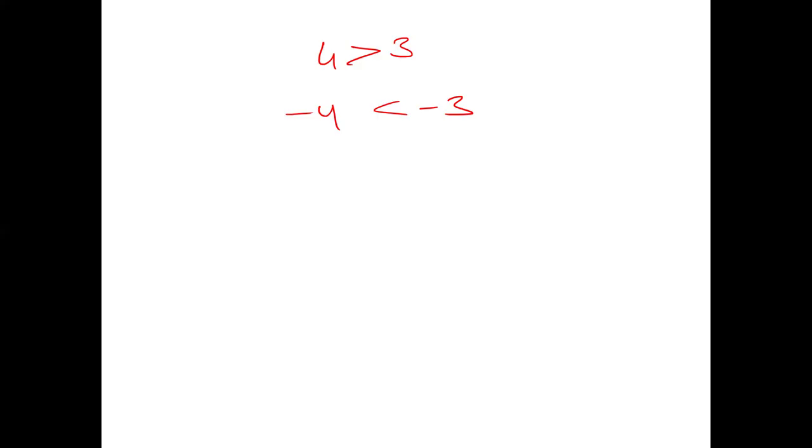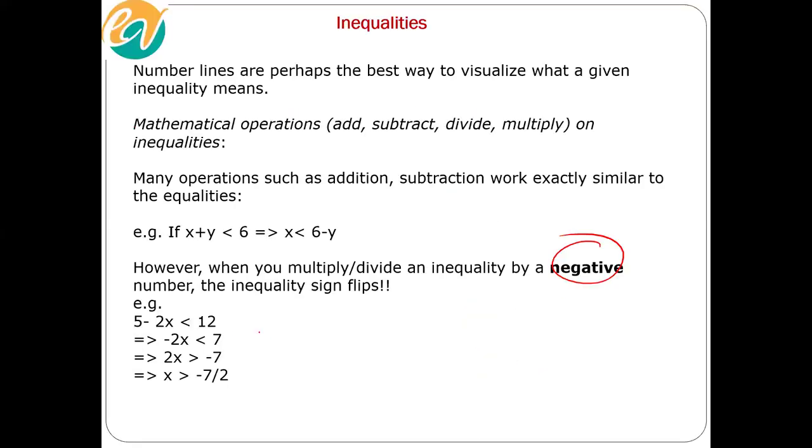Another very minor thing is 4 is greater than 3, obviously can be rewritten as 3 is lesser than 4, right? So x is greater than y, for example, can be rewritten as y is lesser than x. Same thing. Okay. Now let's try solving this inequality.